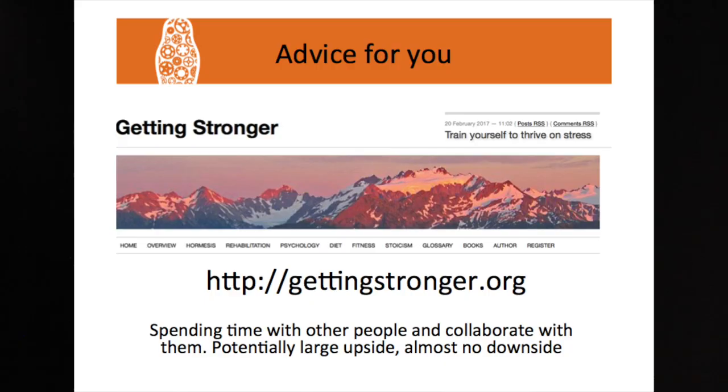And my advice for you, you could look at gettingstronger.org and there's a lot of information about how you could be stronger psychologically, diets, fitness and a lot of other things. It's also the concept of hormesis you will find on that particular site. So it's an interesting site.